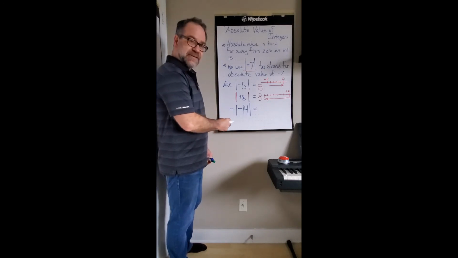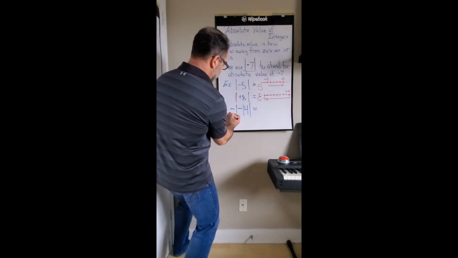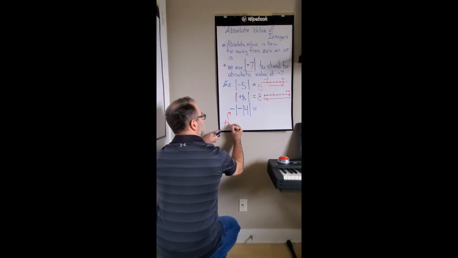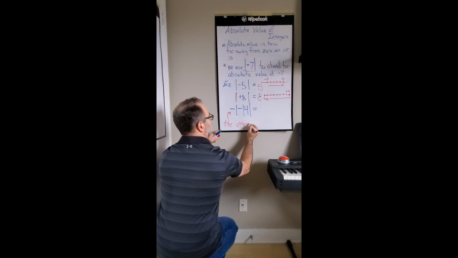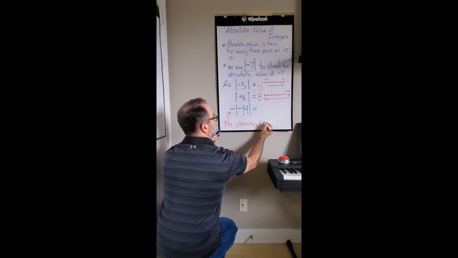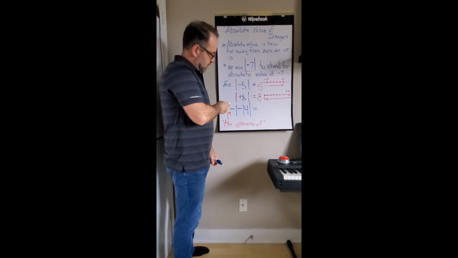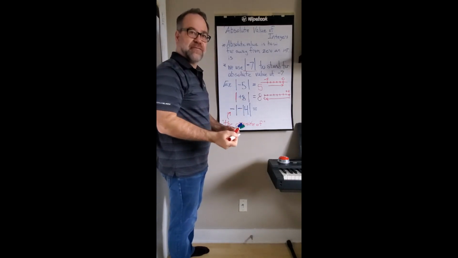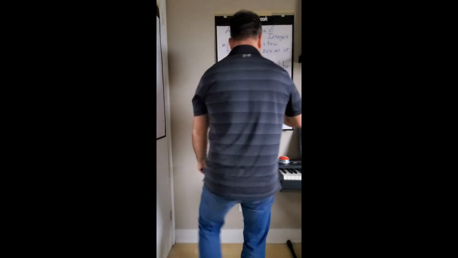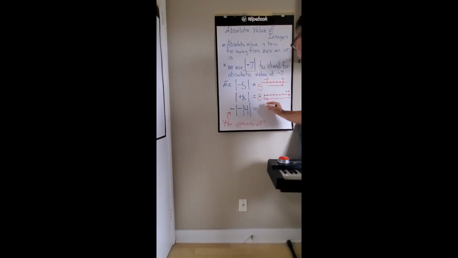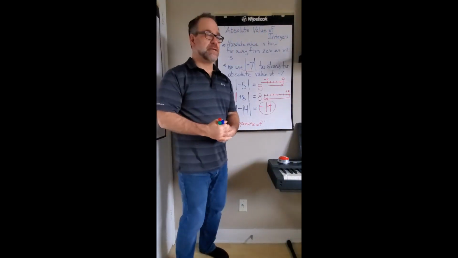But whenever we see a negative sign here, I want you to think of that as being the opposite of. So think of this as saying the opposite of the absolute value of -14. If the absolute value of 14 is just 14, the opposite of that would be -14. So that would be our answer there. I hope this one helps you out a little bit.